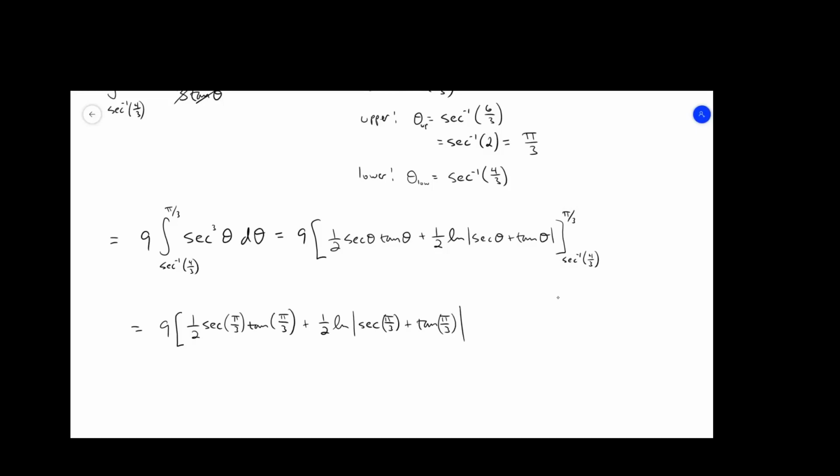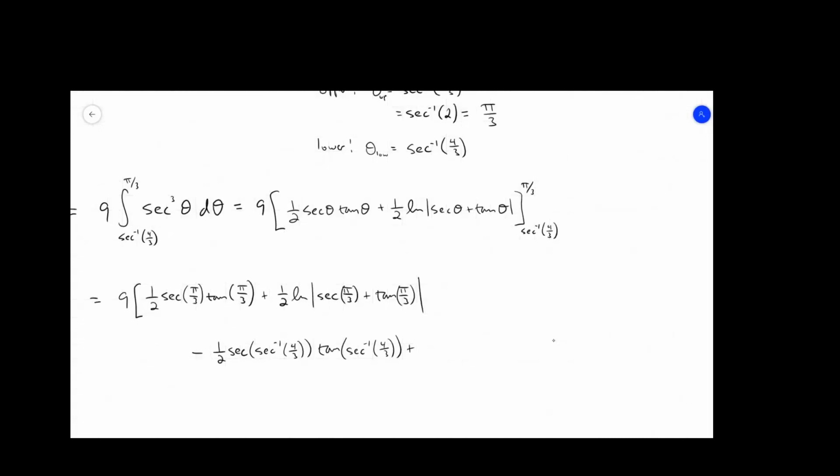Minus, I have to do this on another level here, minus, what do we get when we plug in the lower bound, the inverse secant? So let's see, there we're going to get 1/2 secant of the inverse secant of 4/3 tangent of the inverse secant of 4/3. And then all that copied again, the second part, ln of all that stuff.